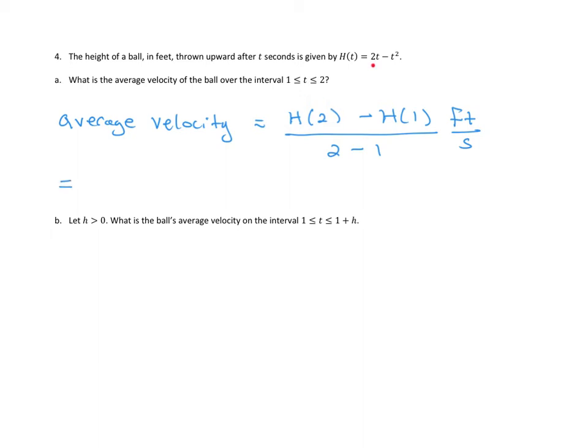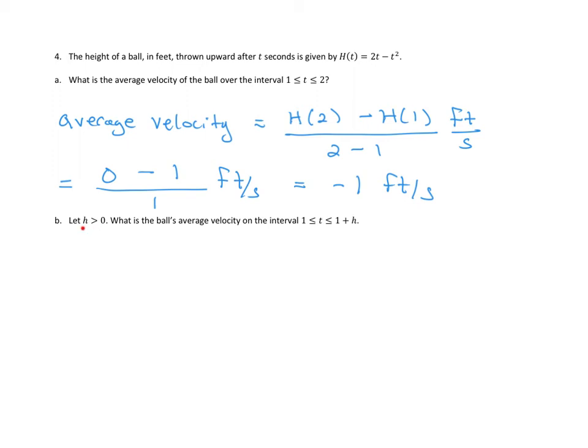h of 2 is going to be, okay, so we get 2 times 2, which is 4, minus 2 squared, which is 0, minus, if you put 1 in place of t, you get 2 minus 1, which is just 1. And this is all divided by your denominator 1. And again, this is going to be in feet per second. The answer is negative 1 feet per second is the velocity, the average velocity on this interval.